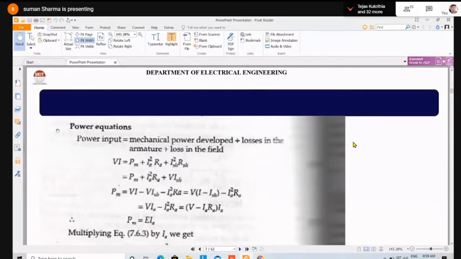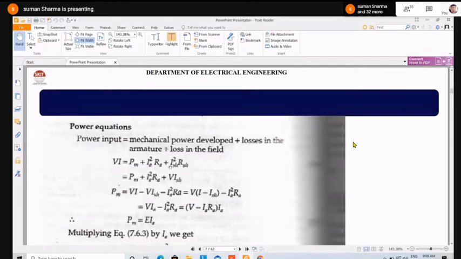Now what are the power equations? Power equations are obtained by multiplying that voltage equation with current I. So we get V into I is equal to mechanical power developed PM plus losses in the armature IA square RA plus loss in the field, that is ISH square RSH. Because there are two windings, armature and field winding, there will be two copper losses associated with armature and the field, and this is the mechanical power. So electrical power is equal to mechanical power plus total losses.